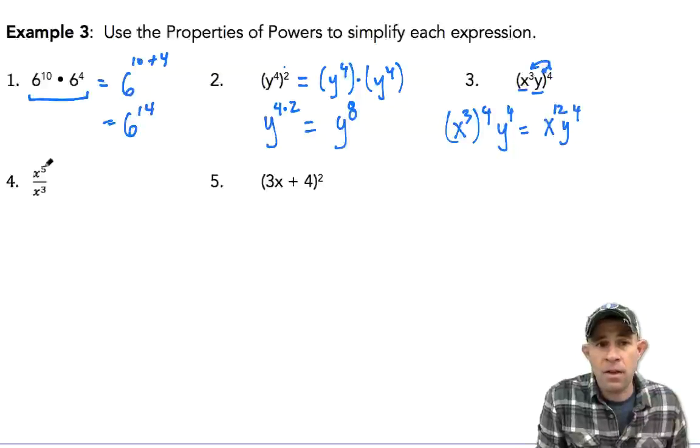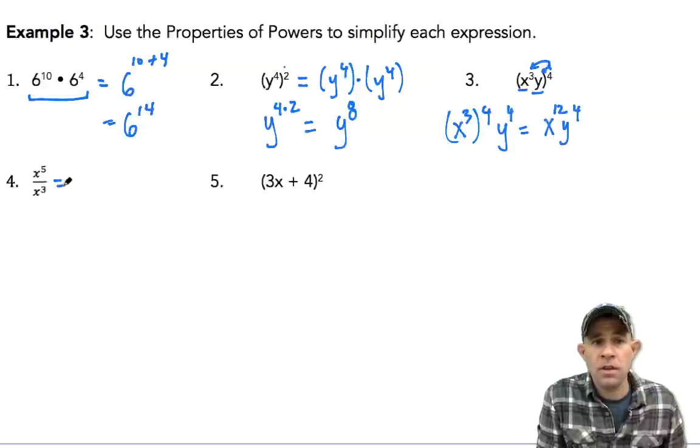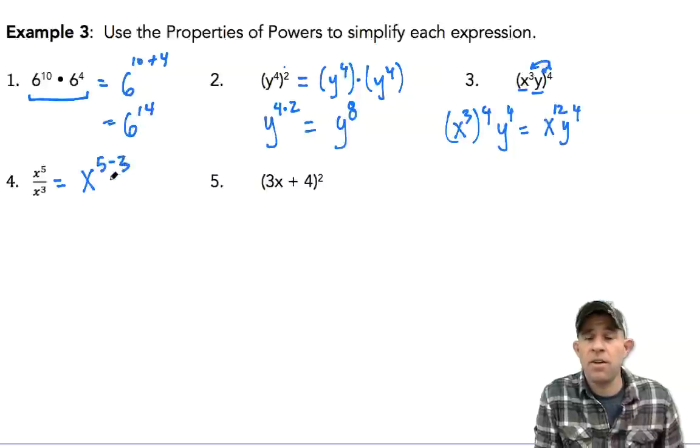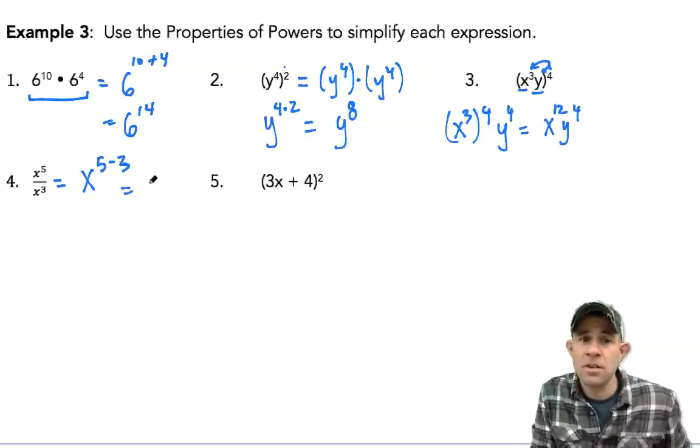All right, now we have a quotient of powers. And remember, when we have a quotient of powers with the same base, we are going to keep that base and we will subtract our exponents. Whoops, that's 5 minus 3. So the result here is x squared.